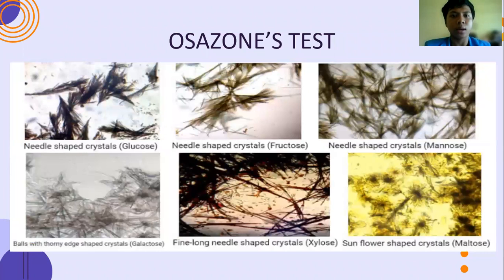This is the observation from a microscope. When observing, the crystals formed after a specific time interval, either by boiling or by cooling after boiling. When examining under a microscope, characteristic crystals were found.